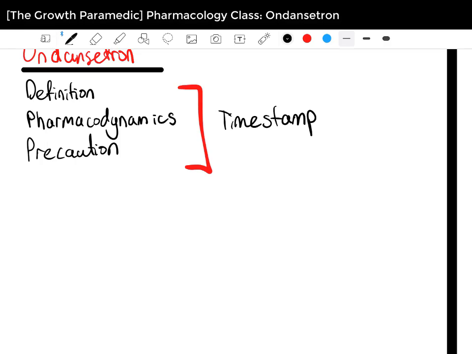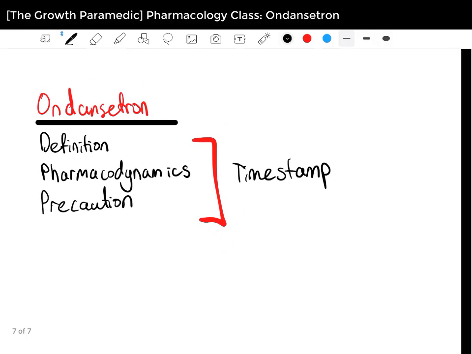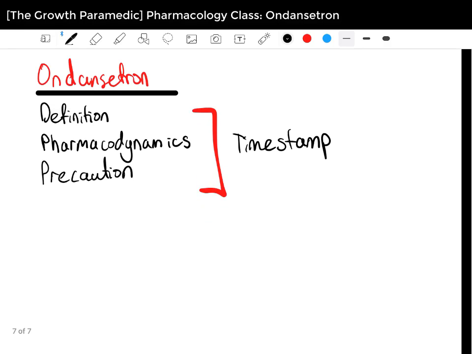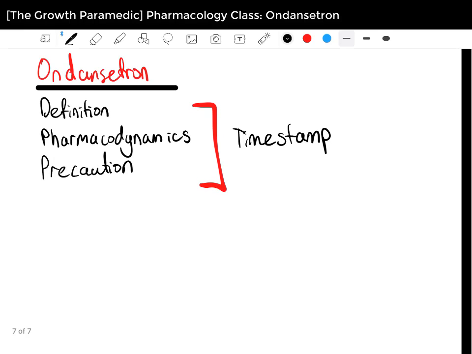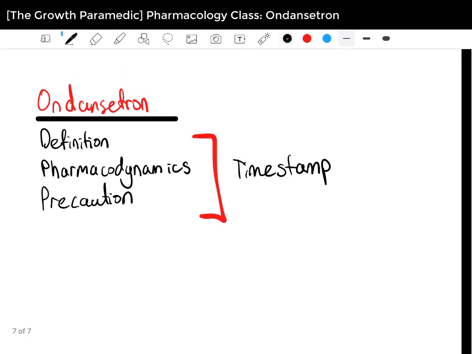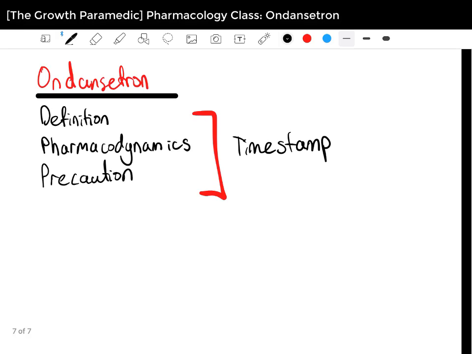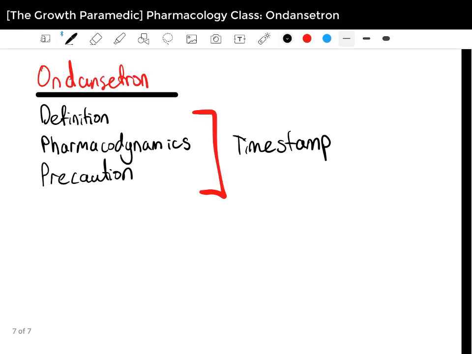Let's go into the definition of Ondansetron. Now, I always found the name quite amusing because it sounds like one of those Autobots, you know, those Transformers things. It's quite a weird sounding medication, but it does have a lot of usages in the pre-hospital setting. Well, I've definitely used it in the pre-hospital setting, so it is one that you should be comfortable knowing about and using if you need to.